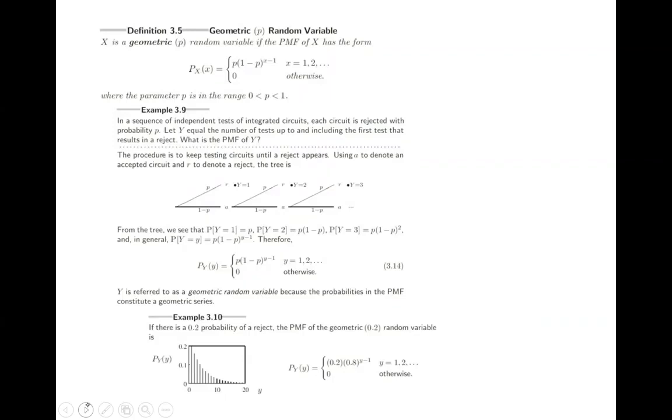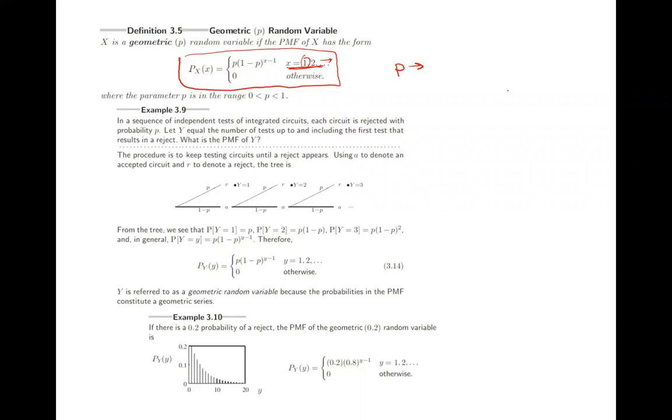Geometric random variable, this random variable has this form. So the idea is the same. We have the probability value, P, and the values of X, which start from 1 and go up to whatever the number of X is. In Example 3.9, as you can see, we have an experiment where we can use this geometric random variable.